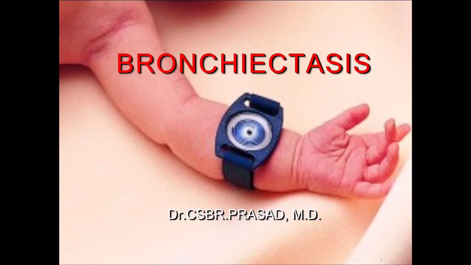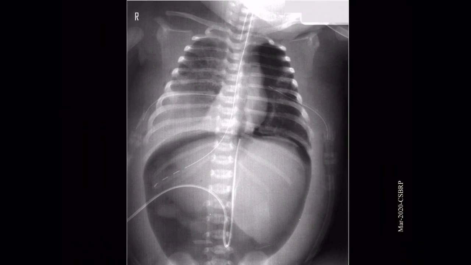Hello students, today we are going to deal with bronchiectasis, which comes under obstructive pulmonary diseases. So this X-ray shows some abnormalities. Can you notice the apex of the heart is towards the right? So implicating it is a case of dextrocardia. And look at the liver, it is situated on the left side. So this is a case of situs inversus.